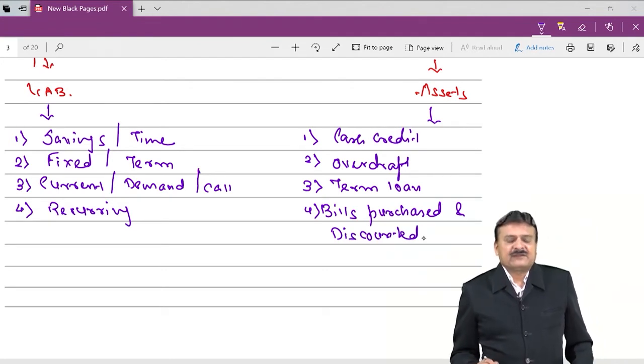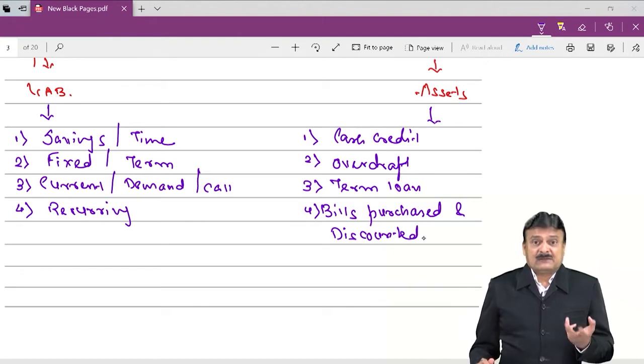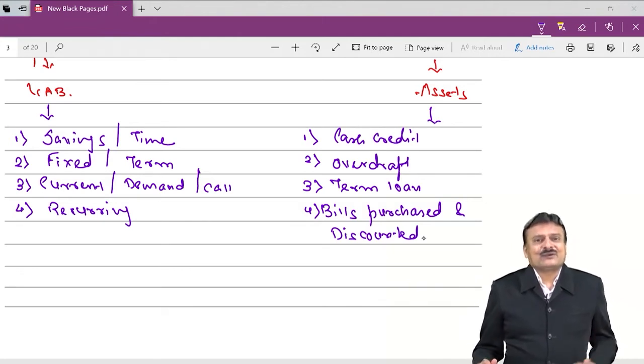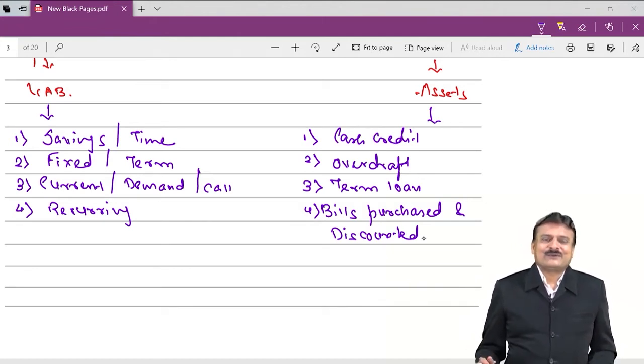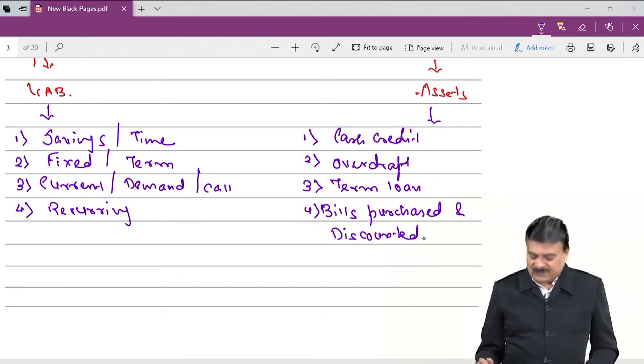Bill is being purchased, drawer sells the bill, the bank will purchase it and discount it. So, bills purchased and discounted. Deposit of 4 types, advances of 4 types.